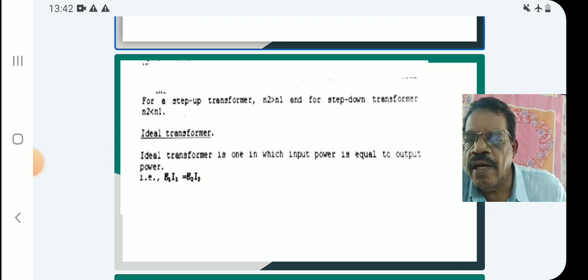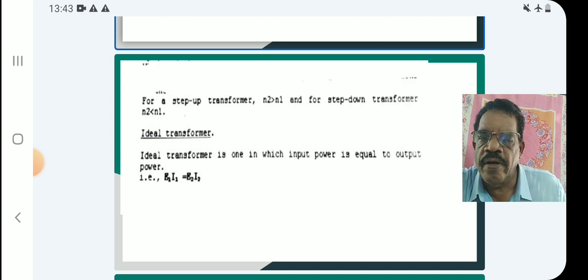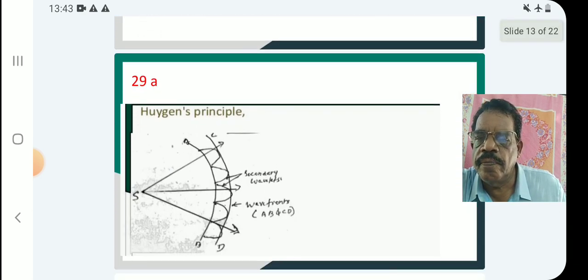And then there is another transformer, the ideal transformer. In an ideal transformer, the input power is equal to the output power. E1 I1 is E2 I2.